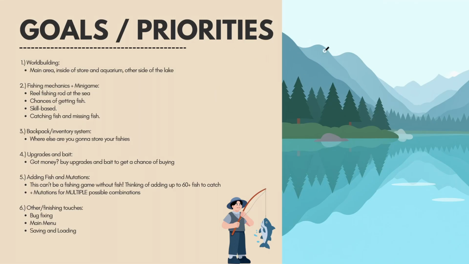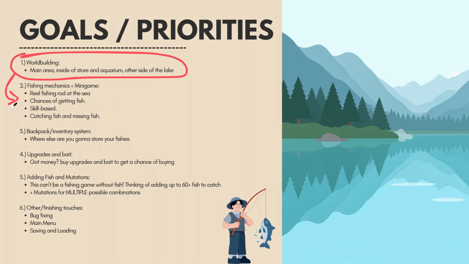Going further, here are our goals and priorities. So we're currently here. This is our first priority, world building. Our first priority is making the world look presentable, look good and immersive. And then in the next few days, we're gonna move on to adding the fishing mechanics and the minigame. So that means casting your rod, a chance of getting fish, and then the minigame will be skill-based, and then catching fish and missing fish. We will elaborate on this later on the next slide.